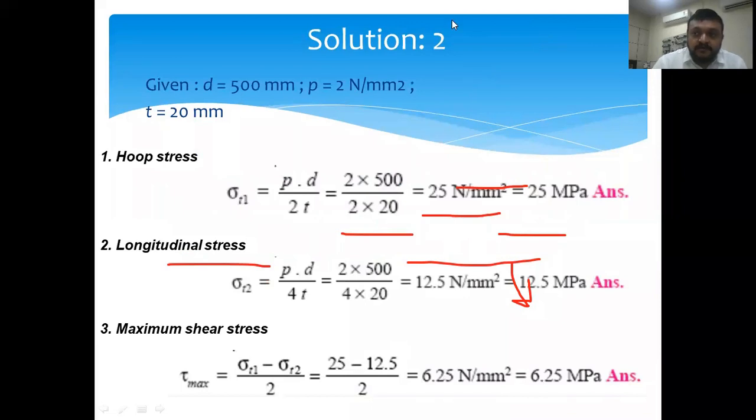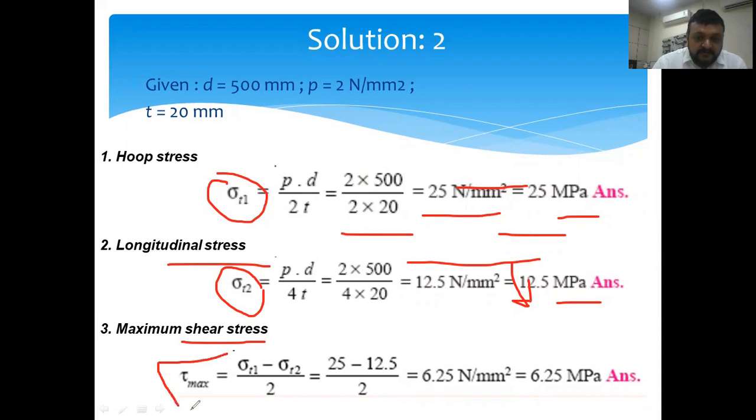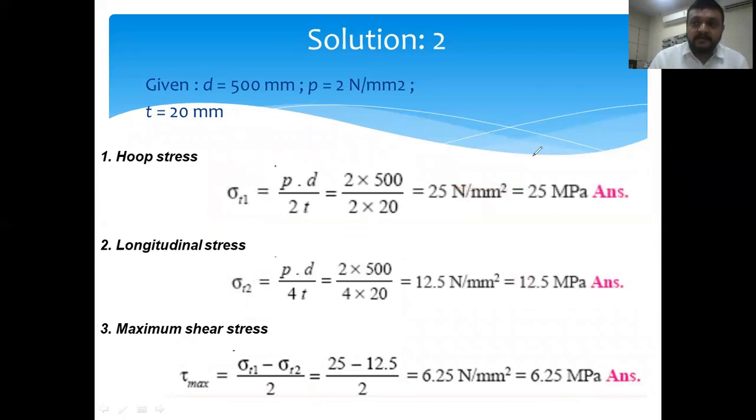First of all, you have to find out the hoop stress sigma T1 according to the equation, that is 25 megapascal. Then you have to find out the longitudinal stress according to the equation, and it is always half of the circumferential stress. According to the maximum shear stress theory that we have discussed in the mechanics of solids, in first or second semester, tau maximum is equal to sigma T1 minus sigma T2 by 2, that is 6.25 megapascal. 1 megapascal is equal to 1 Newton per mm square. So this is another variety of the problem. If thickness is given, you may be asked to calculate the stresses.